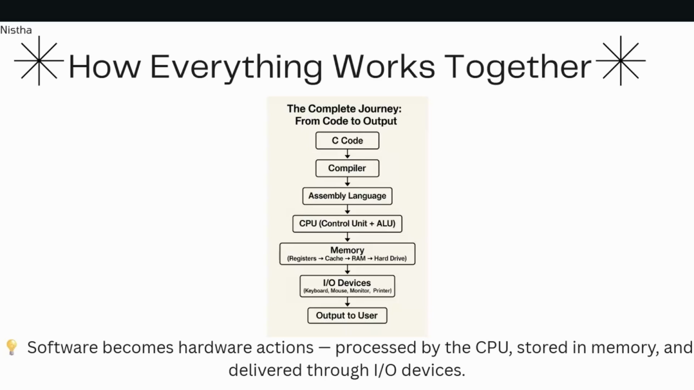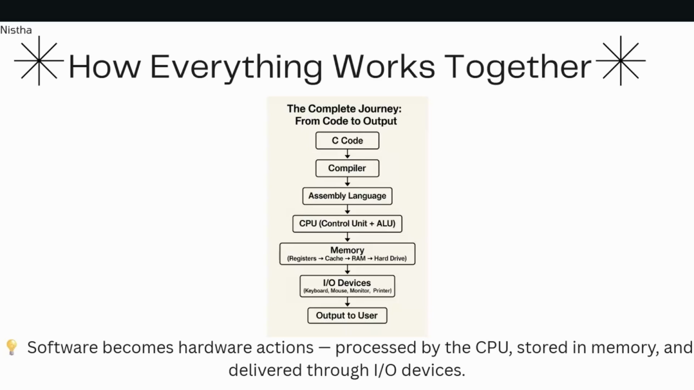Next, the CPU, which includes the control unit, ALU, and registers, takes those assembly instructions and starts processing them. The control unit decides what needs to be done, the ALU performs the calculations, and the registers hold quick temporary data. During this process, the CPU constantly uses the memory system, starting from registers, cache, RAM, and sometimes the hard drive or virtual memory, depending on how big or how fast the data needs to be.